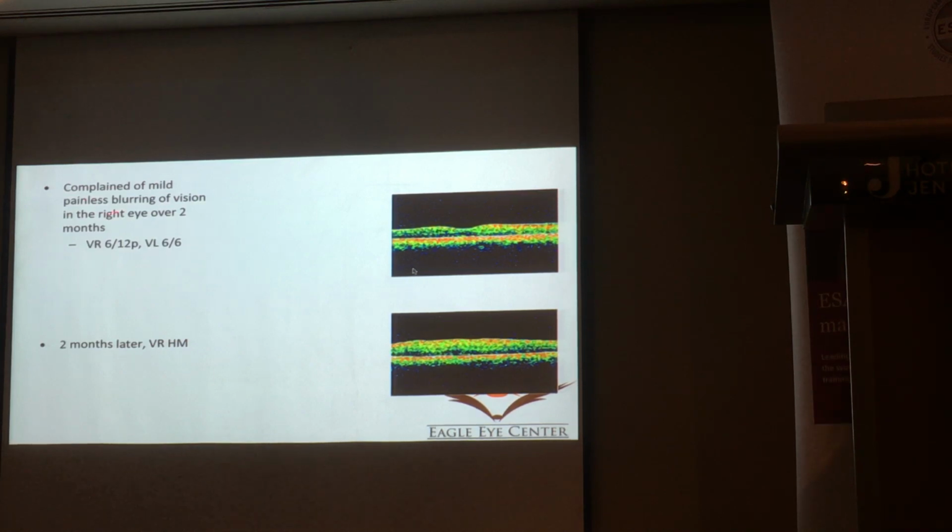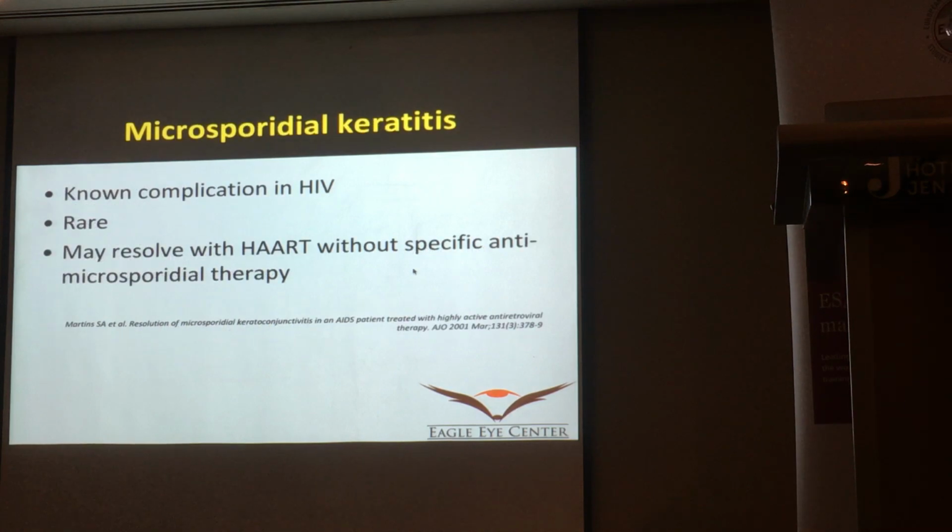Complaints of a mild painless blurring of vision. This is the OCT. The vision in the right eye was 6/12. Something's going on, but nothing really seen. OCT was fine. Two months later, the vision became hand movements. OCT seems to be flattening out over there.